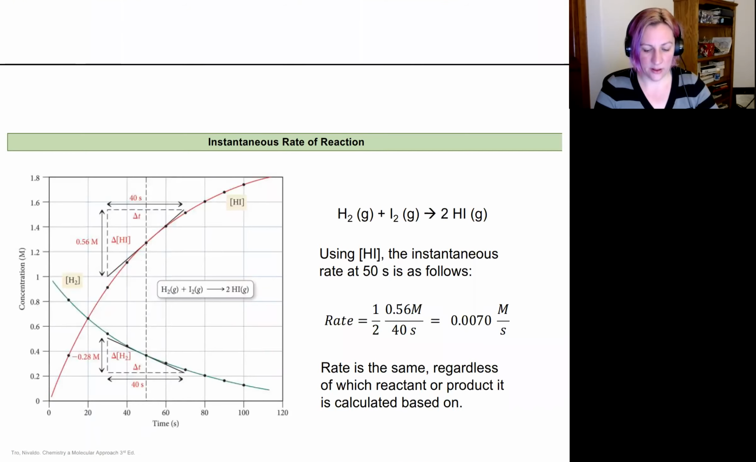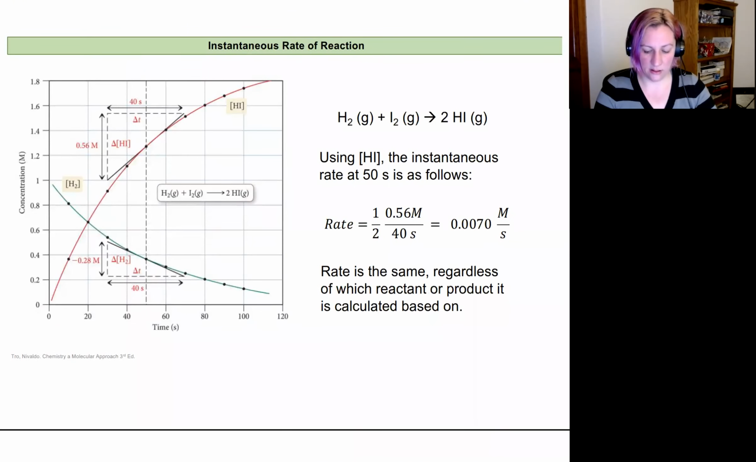All right, and here to show you that, here's the other one. So we're looking at this point right here. We just calculated 0.007 molarity per second for our reactants decreasing. Now looking at the line tangent to the 50-second rate point for our products increasing in concentration, we can calculate the slope of the line tangent.